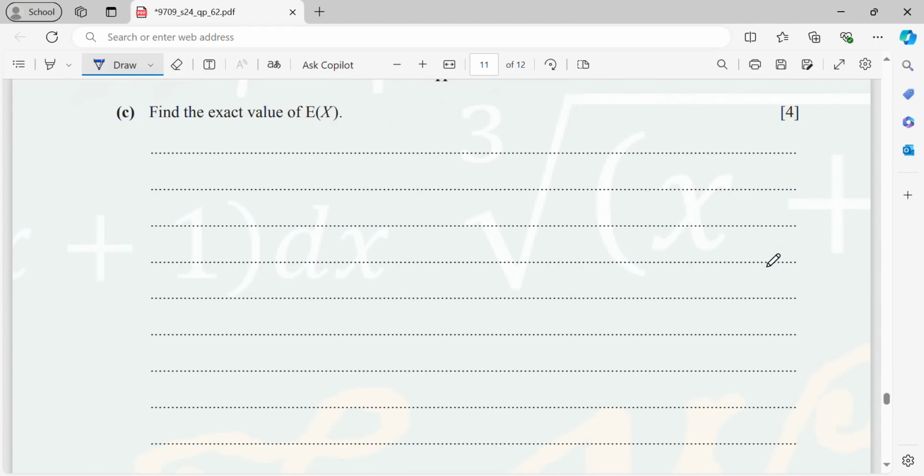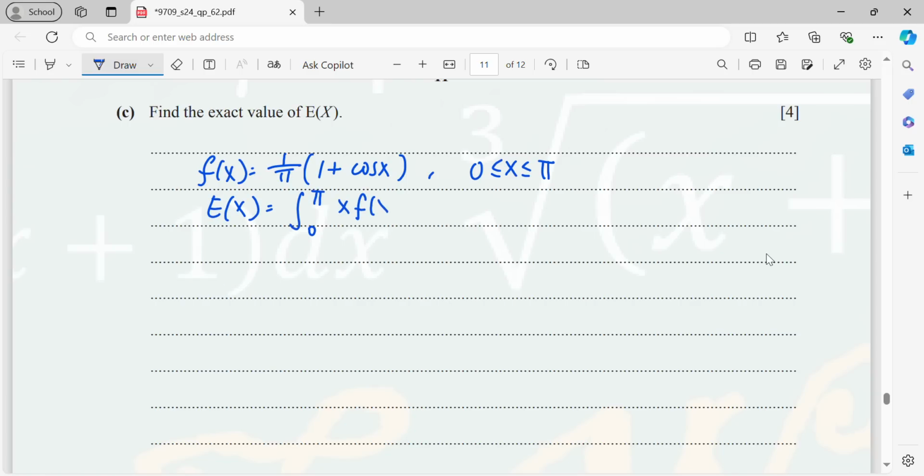Now find the exact value of E(X). So I rewrite my f(x): 1 over pi times 1 plus cos x, for x from 0 to pi. So E(X) is defined as the integral from 0 to pi of x f(x) dx. So now here 1 over pi is taken out. Then integrate from 0 to pi x times 1 plus cos x.